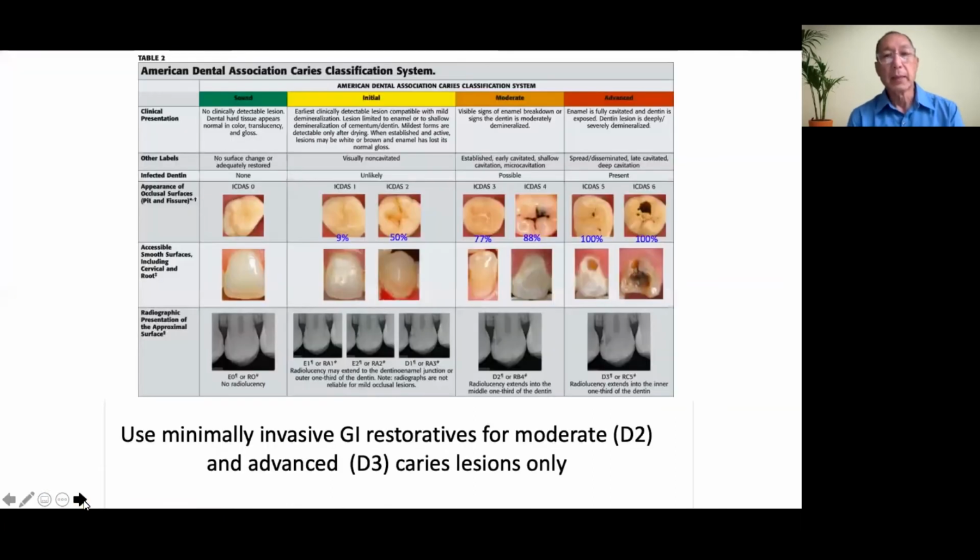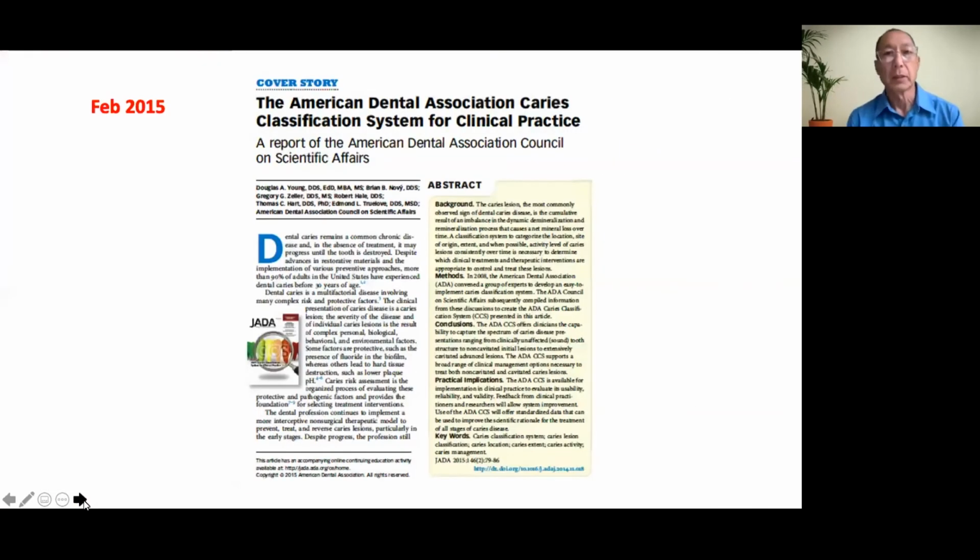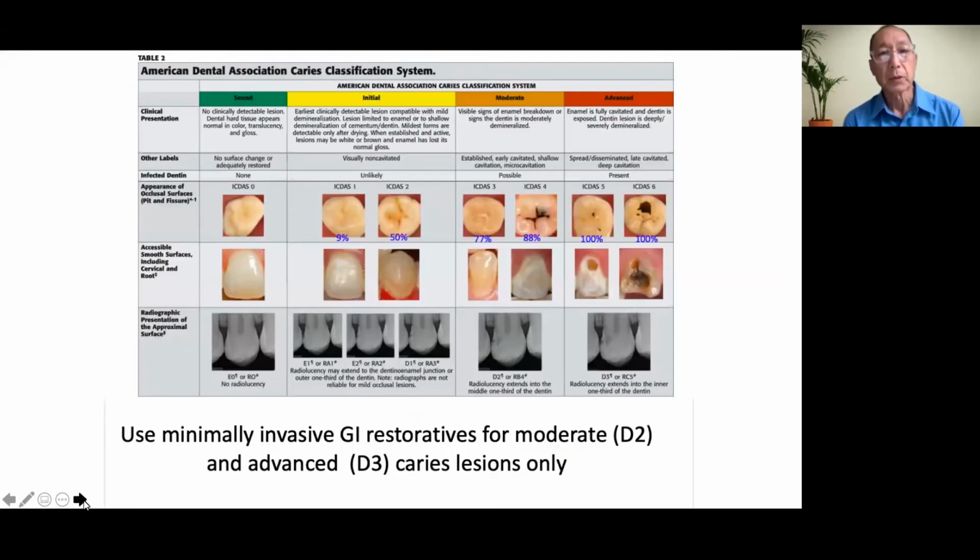The ADA jumped ahead. The ADA came out with the American Dental Association Caries Classification System in 2015. And I was lucky enough to be on the council at that time. We came up with this chart, and it basically says three different things.